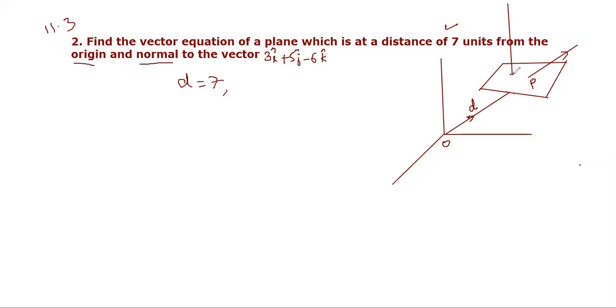So this is a normal to the plane. It is normal to the plane. This is denoted by vector N. This N vector is given as 3i plus 5j minus 6k.